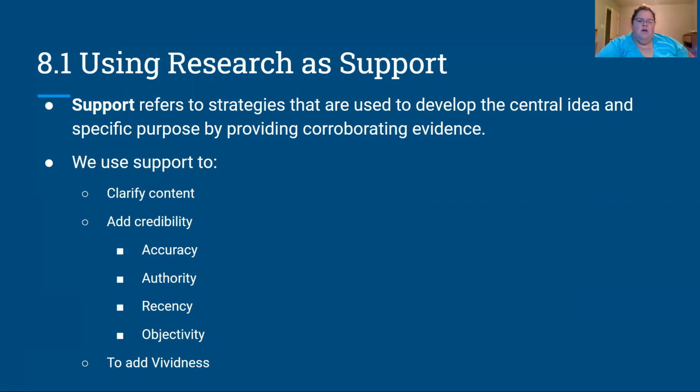We use support for a variety of reasons. One is to clarify content. Second is to add credibility. So we want the audience to see us as credible. Again, things you need to look at are accuracy, authority, recency, and objectivity. We just talked about those things in chapter 7, but it is important to look at those things when you're evaluating research. And then the third way we use support is to add vividness and to paint pictures for our audience.